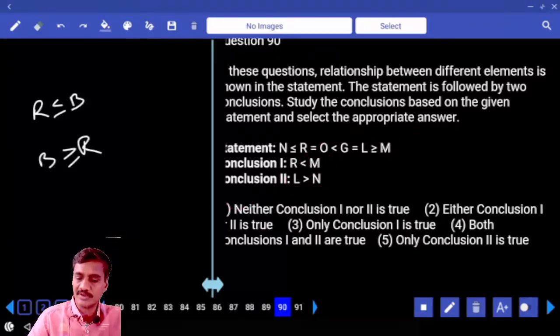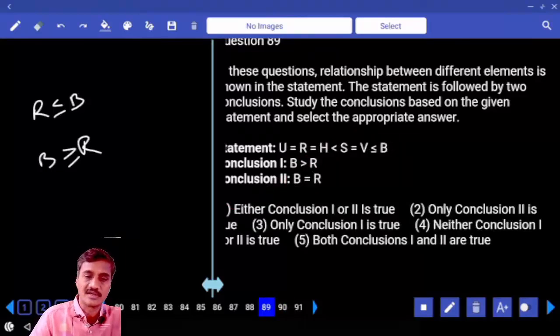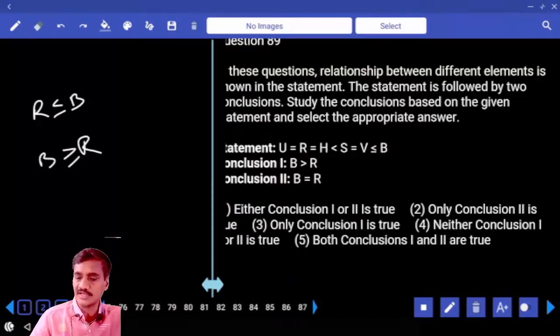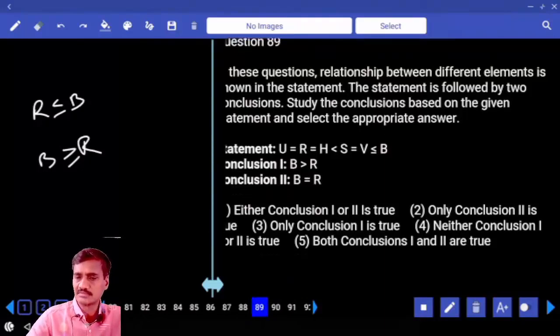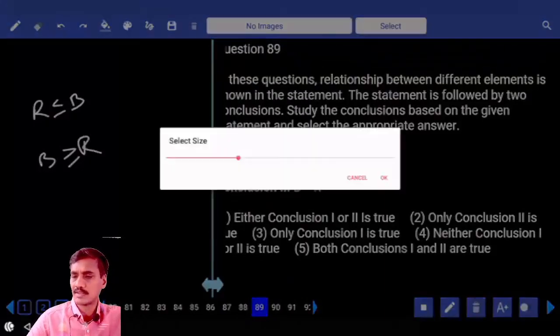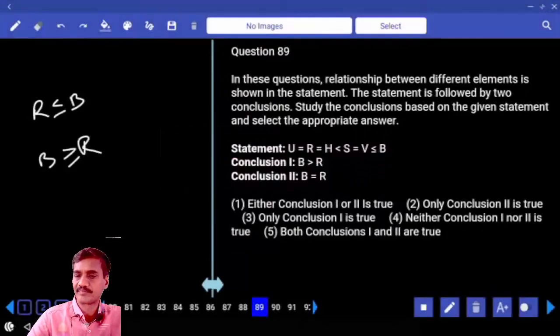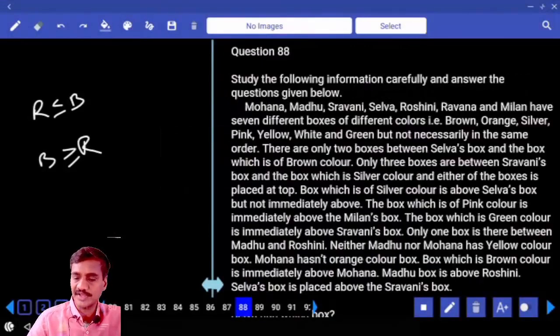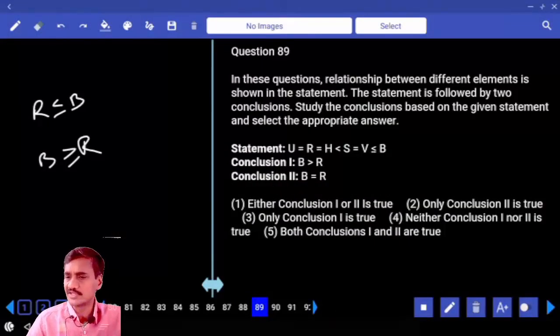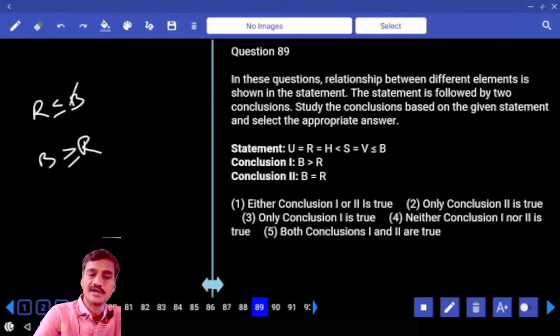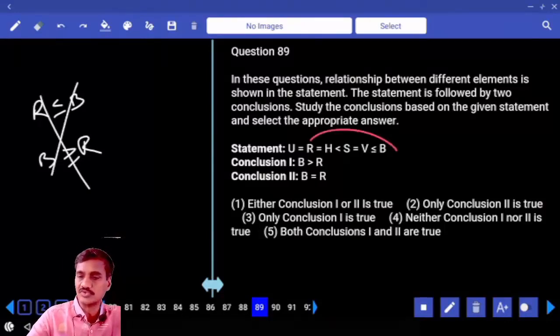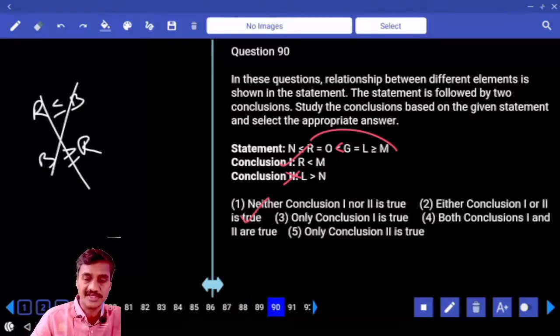R and M. Now question number 89 or 90? 90. Now 89, the relation between R and B. Now here R and B, now between these two, what is the symbol we have? Lesser than. And R lesser than B means B greater than R is 2, equals to R is false. And what is your answer? Only 1 is 2, choice 3, 89.